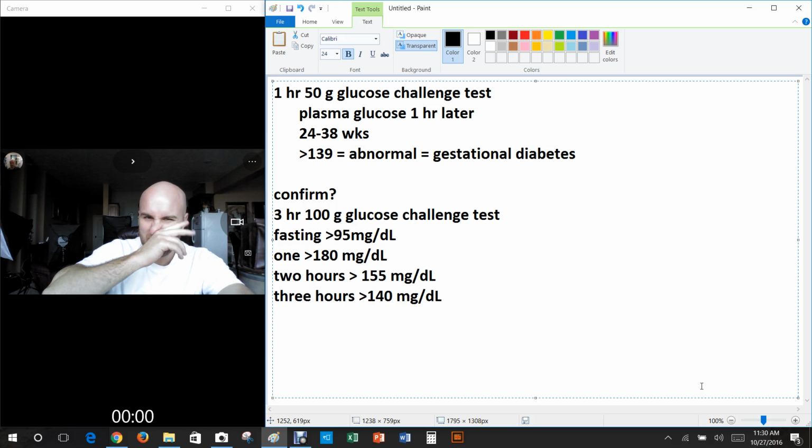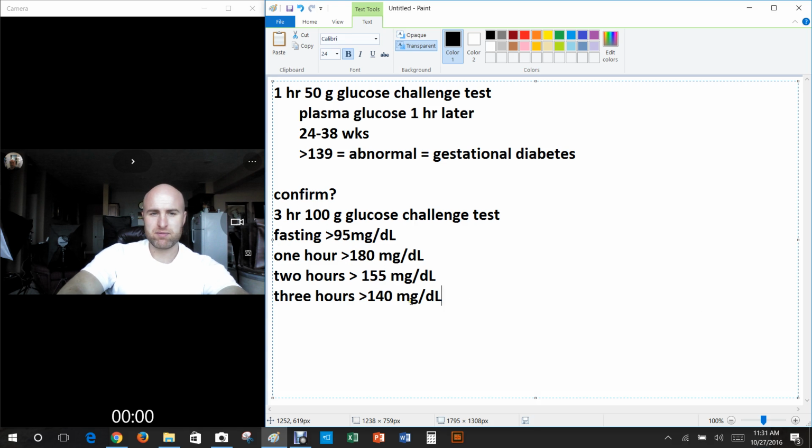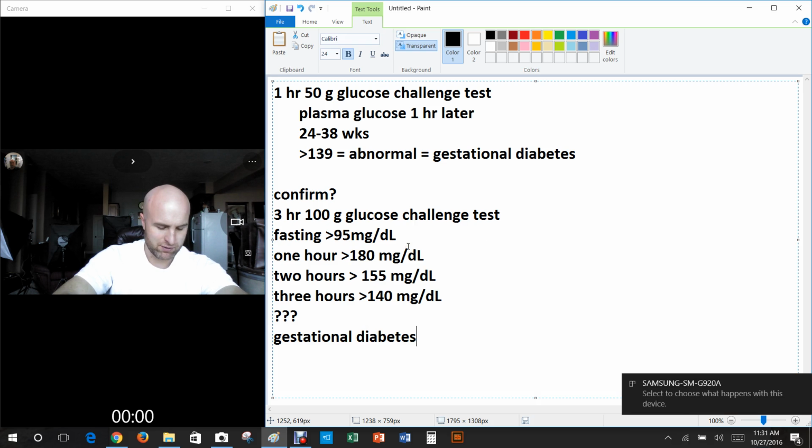So in any of these cases, if their fasting is greater than 95, if after 1 hour of taking 100 grams they have 180 milligrams per deciliter, after 2 hours 155, 3 hours 140, if any of those results is the case, then what do we say? We say that the person has gestational diabetes. This confirmed our concerns that they do indeed have gestational diabetes.